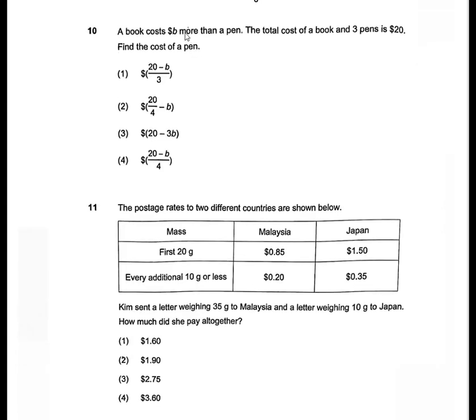A book costs B dollars more than a pen. The total cost of a book and 3 pens is $20. Find the cost of a pen. So let's say I'm assuming this is a pen, for example. And a book is going to cost B dollars, whatever is exactly this same length here, plus B dollars. So let me just put plus B.